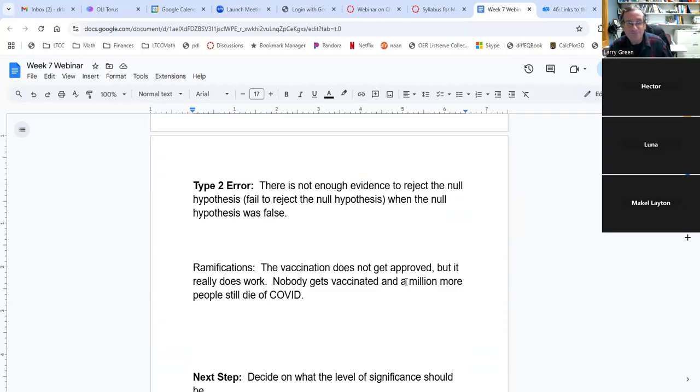And guess what? Because no one gets vaccinated, because we don't have an approved vaccine, then we're going to have an additional million people or so die of COVID. That's a terrible ramification, isn't it? Any questions on the type 1 and type 2 error ramifications?